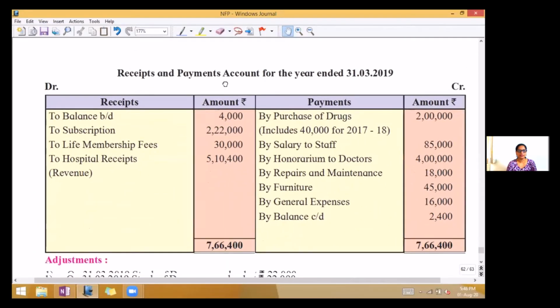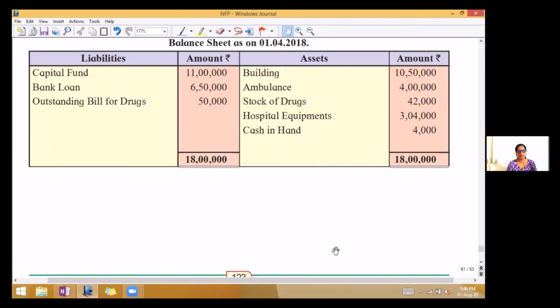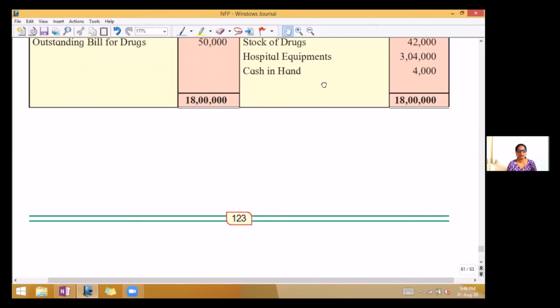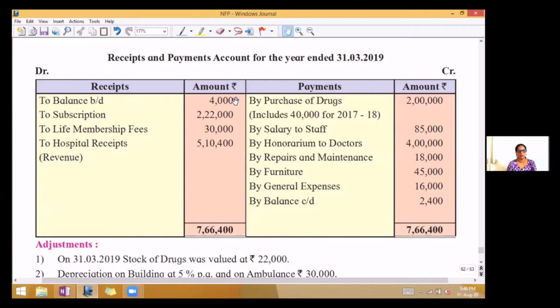Look at the receipts and payments account for the year ended 31st March 2019. On the receipt side, you have balance brought down 4,000. We have just read the opening balance sheet. So in the opening balance sheet, look there, the last on the asset side, cash in hand. Okay, so it is 4,000 and that is again shown on the receipt side. So two effects are shown. We will ignore the cash balance at both the places.